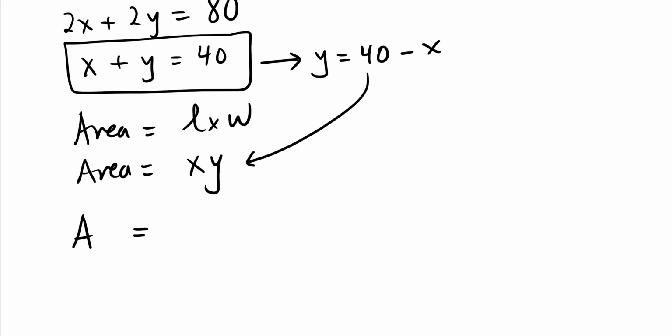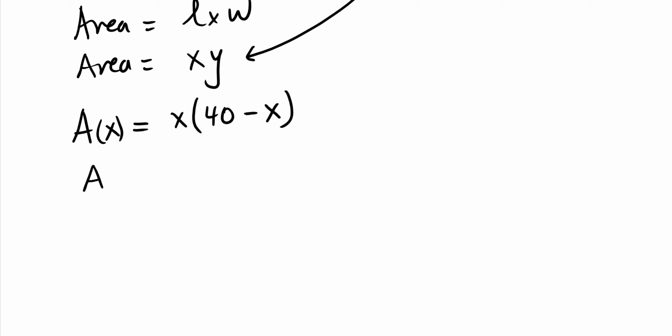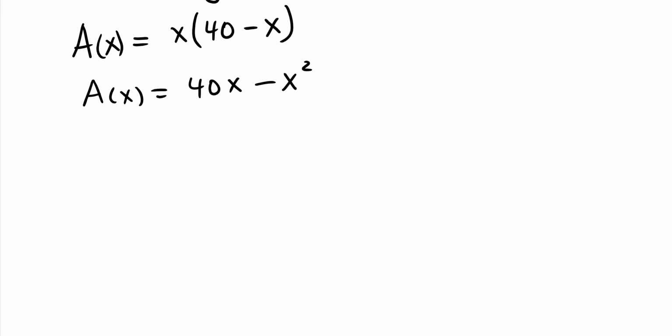So the area is x times 40 minus x. See, now I got a function in x. So the area is a function in x. And we can clean this up by the distribution. So 40x minus x squared. So I get a function in x. What do I need to do with this? I would like to maximize it. Minimizing, maximizing reminds me of derivative. So I'm going to find the first derivative of this, which is 40 minus 2x.